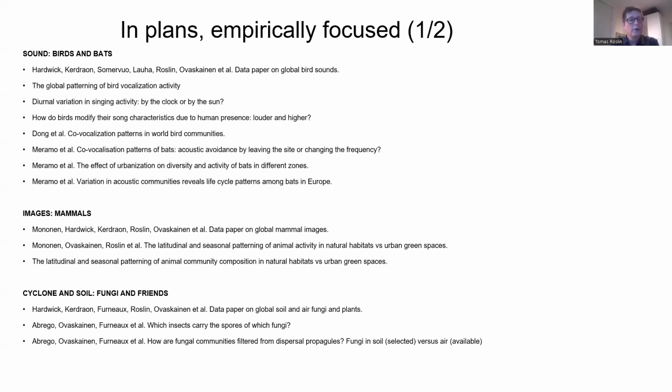The same for images. We will be releasing big data papers on that. And one interesting thing is that while we don't hold direct observations of species interactions, we do have information on organisms co-occurring in the samples. So we will be attempting to link, for instance, insect occurrence in the samples with changes in spore composition, thereby inferring how different insects carry the spores of different fungi.